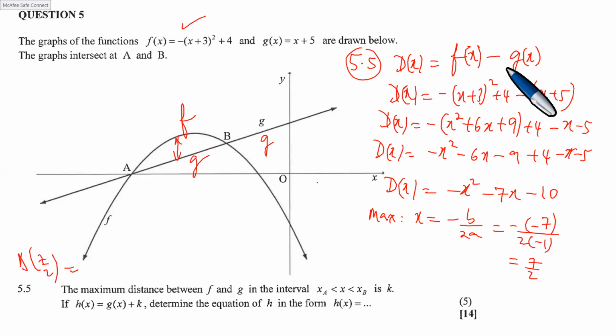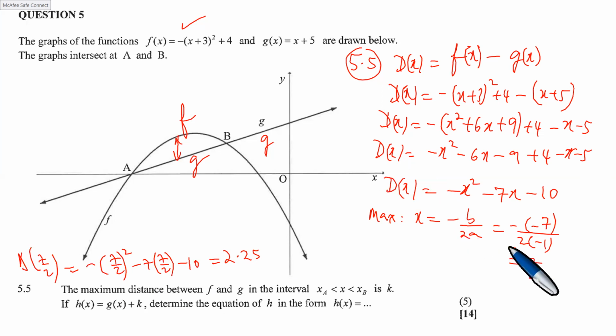We have d of x is minus x squared minus 7x minus 10. So it is minus, into the x which is 7 over 2 squared, minus 7, the x is 7 over 2, and we have minus 10. As I said, we need to train like soldiers very soon. If you use your calculator, you'll see that the answer here is 2.25. And this is the distance, and this distance here is exactly that one.